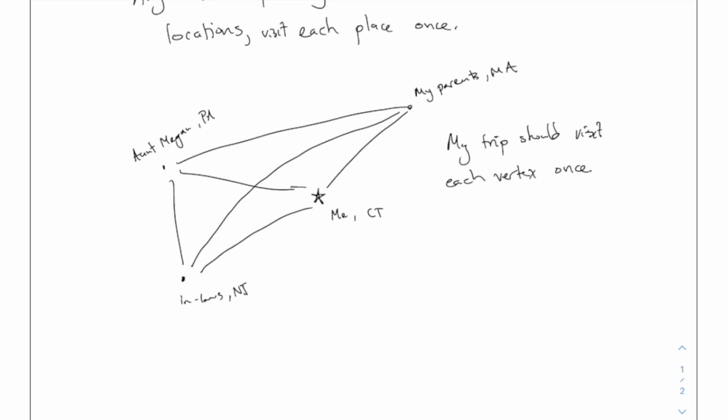Right? And in this scenario, I don't care about the edges, really. It's not my goal to drive each one of those edges. I don't care about that. I care about ending up at each of the vertices one time. So my trip should visit each vertex once, with no repeated vertices. All right? So what we're looking for in my trip is a Hamilton circuit.